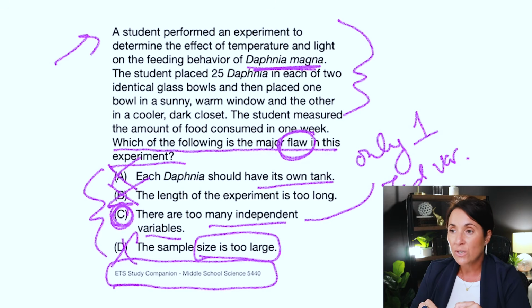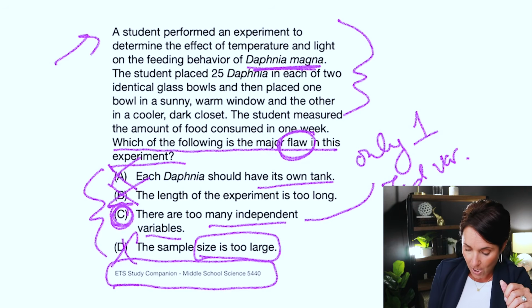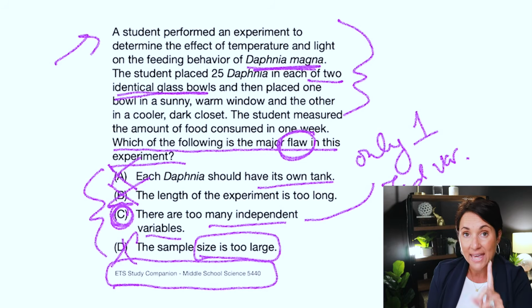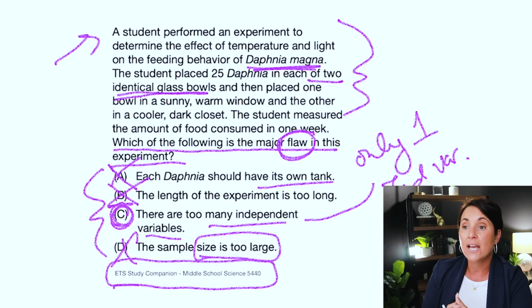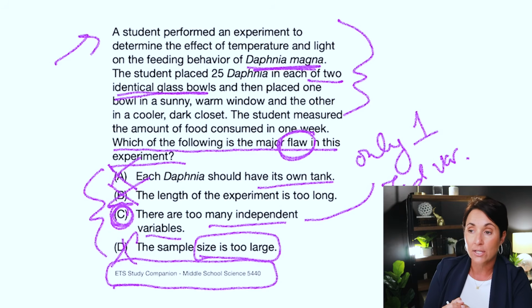The student placed 25 Daphnia in each of 2 identical glass bowls. Well, we have identical glass bowls. That's good. That means that you're keeping the control. You're keeping things constant, okay? And then place one bowl in a sunny, warm window and the other in a cooler, dark closet. The student measured the amount of food consumed in 1 week. Which of the following is the major flaw?